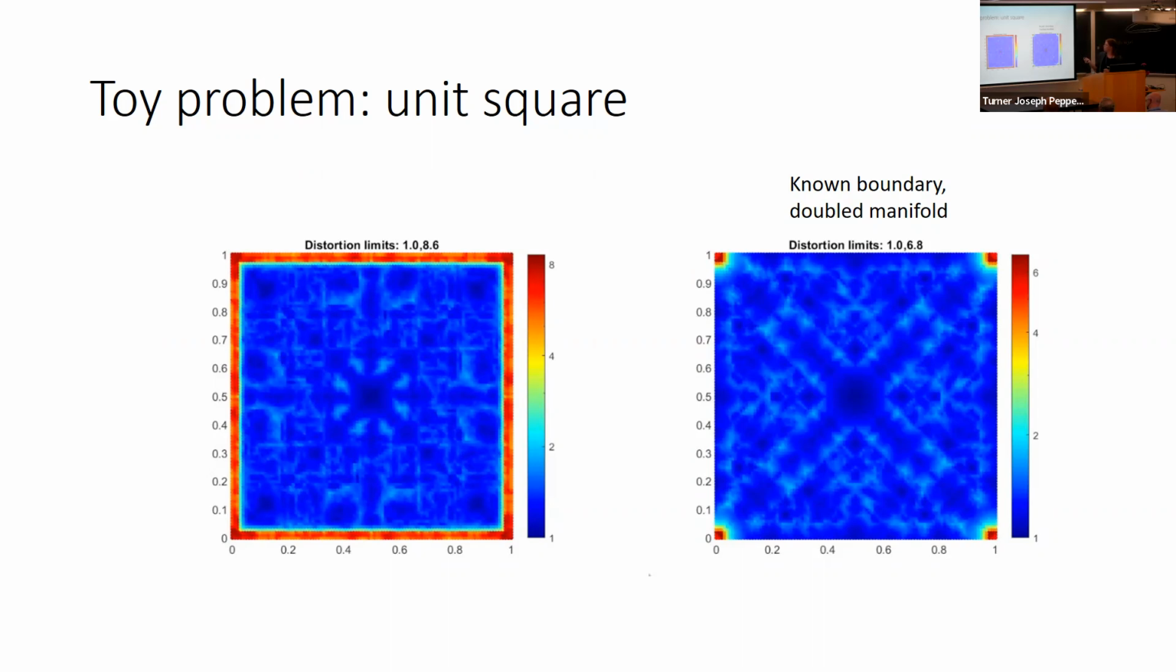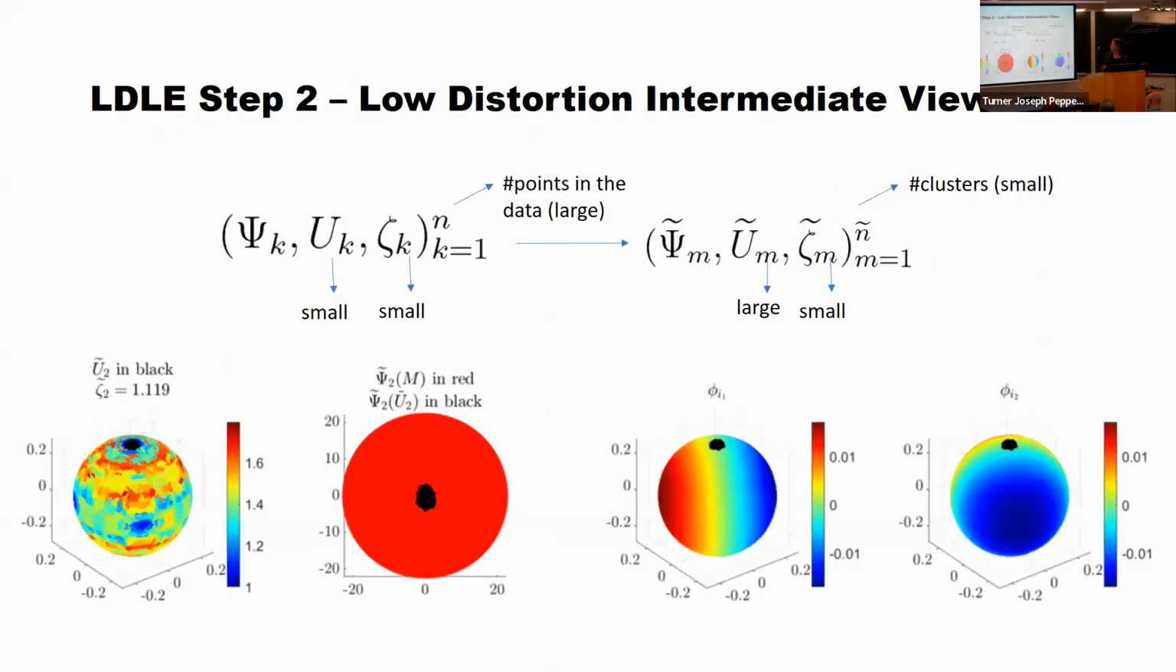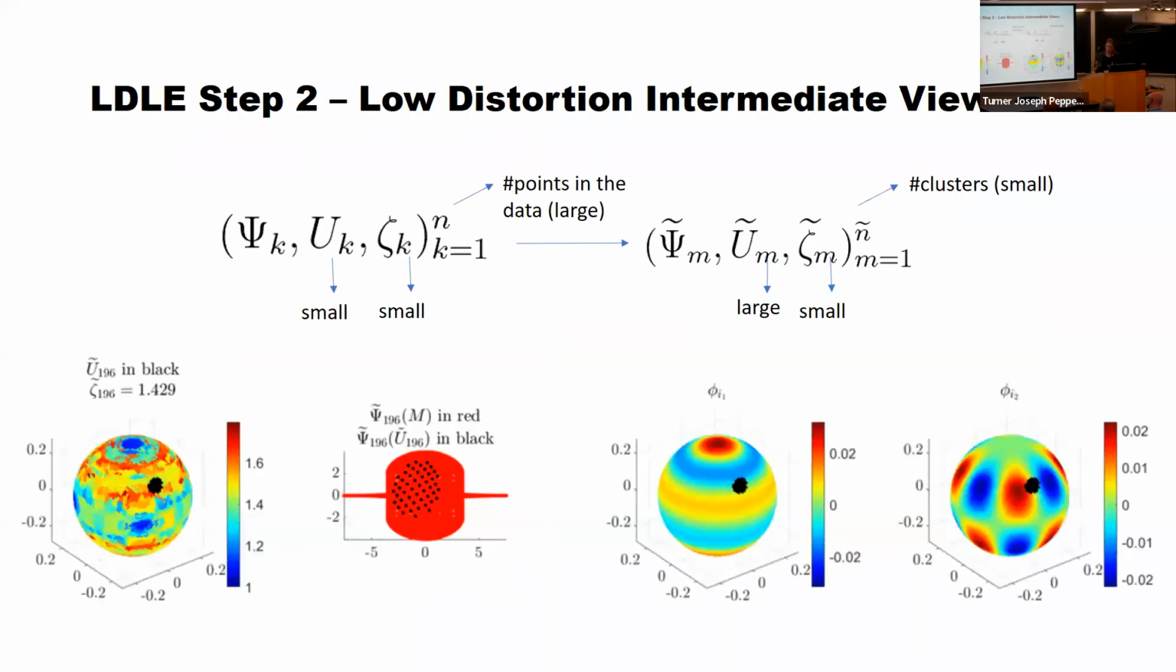But we can, if we know what the boundary is, instead of just doing a regular graph Laplacian, we do what's called the double manifold, and we get the eigenvectors of those. So we can handle when we know what the boundary is, bring this into the manifold learning solution. And then this is an intermediate step.